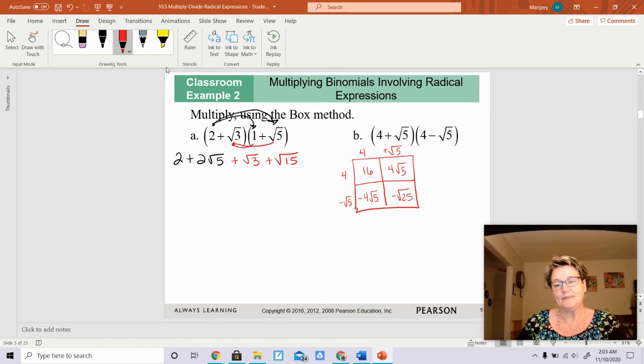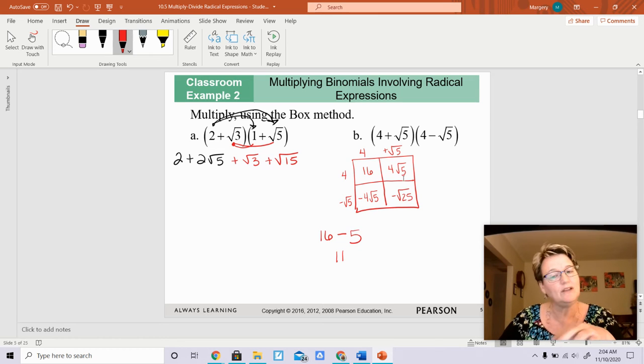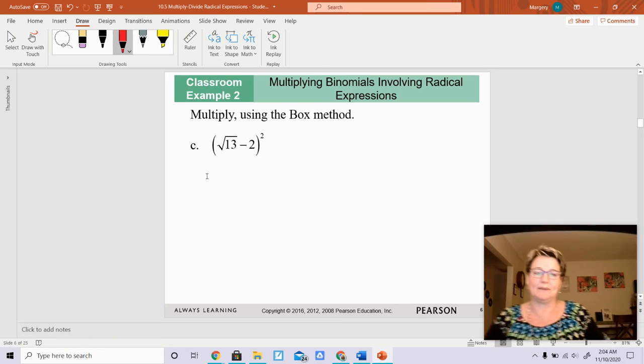Now, here we go. So I have a 16. These two here cancel out. And then I have a negative, the square root of 25 is 5. So now 16 minus 5 is 11, and you're finished. I don't care which method you use. I personally use method A, where it's just the distributive property, but you can use the box method as well. No problem. All right, next one.